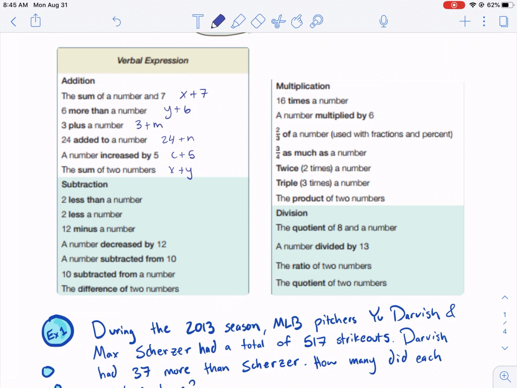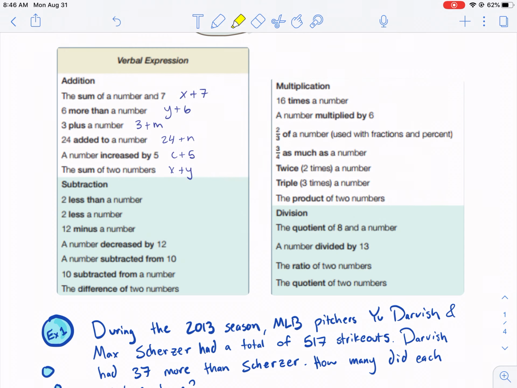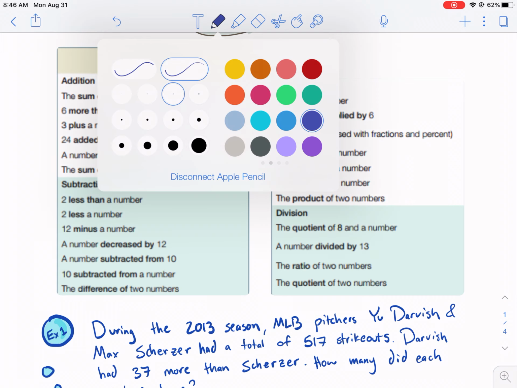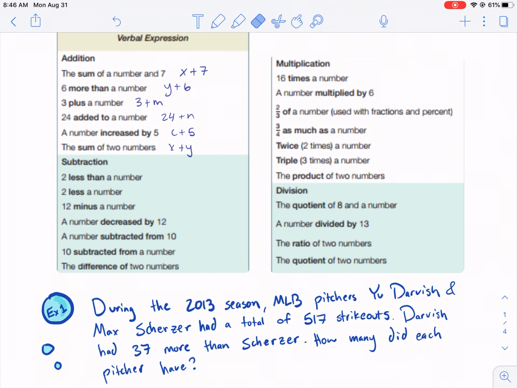Now, one thing you'll notice here, sometimes I had the variable first, sometimes I had the number first. It's not super important to distinguish which one's which. I just base it off of the language, but all these mean the same thing when you flip them. So if we wrote m plus 3 instead of 3 plus m, it's the same thing, okay? It's the same value. Now, subtraction you've got to be careful with.